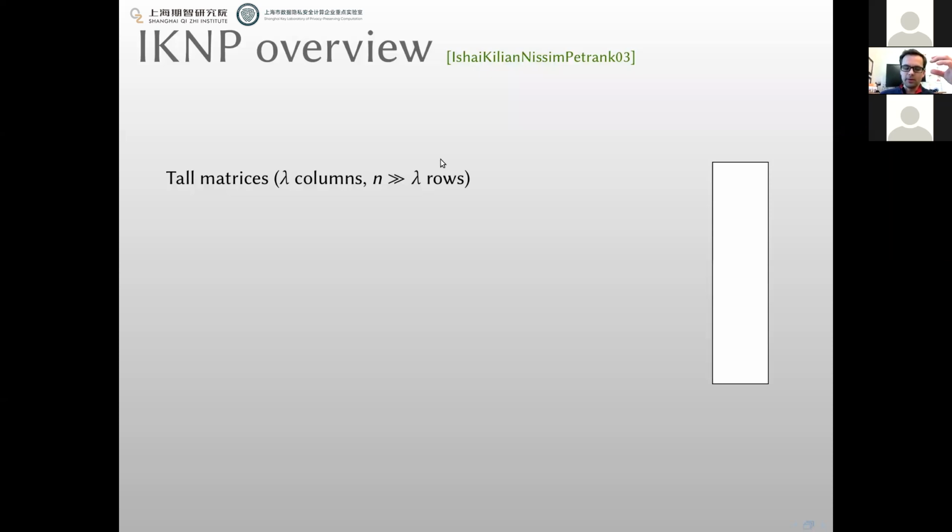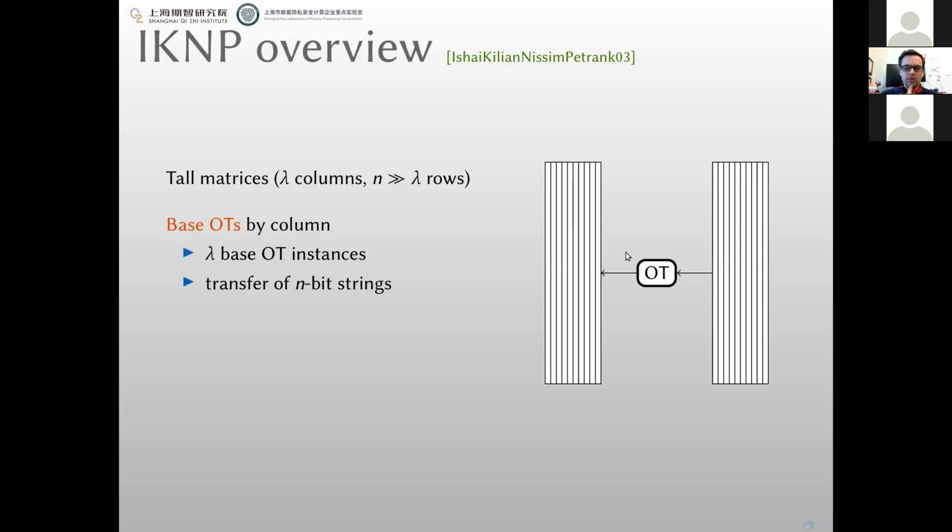So we have these very tall, skinny matrices. There are lambda columns. Always think of lambda equals 128. There's many rows. Always think of a million rows. They perform base OTs for every column of these matrices, right? So for every column, Bob has two secret shares of something, and Alice chooses which one to learn. So there's only 128 OTs.